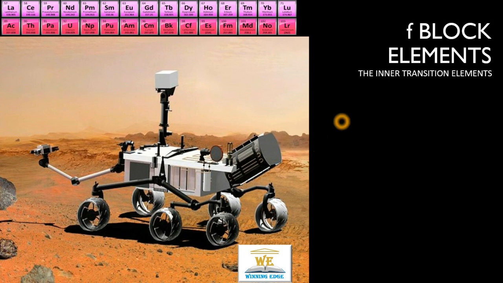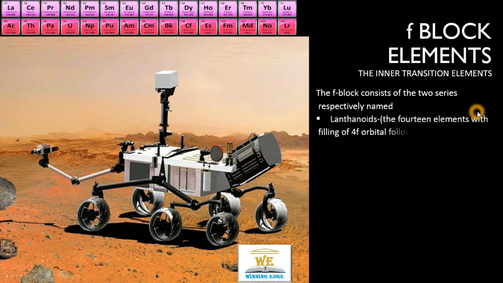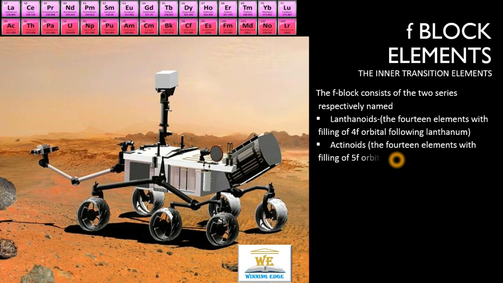F block elements, also known as inner transition elements. These consist of two series named as lanthanoids, the 14 elements with filling of 4f orbital and followed by lanthanum. Next is actinoids, the 14 elements with the filling of 5f orbital following actinium.